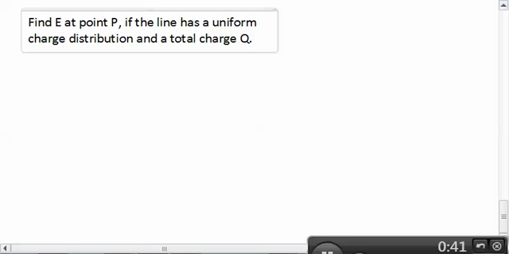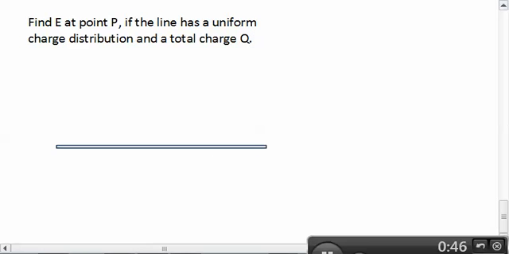And this time, again, a thin rod. I just want to make it look a little bit thick. And point P is right over the center point. So I have charge smeared all along this thin line. Point P. Nice positive charge.